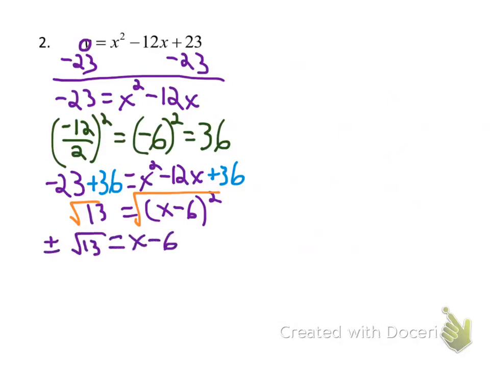So we're going to be left with x minus 6 equals. Now, the square root of 13 is not a perfect square. It's a decimal if you try to do it on your calculator. So we're going to leave it right now as plus or minus the square root of 13. Because remember, when you take the square root of a number, you get a positive and a negative answer, indicated by the plus or minus square root of 13.